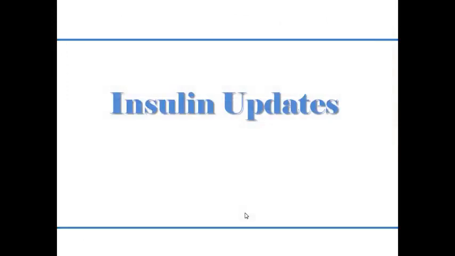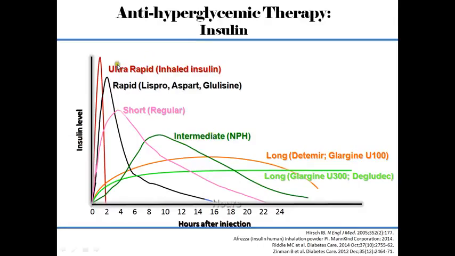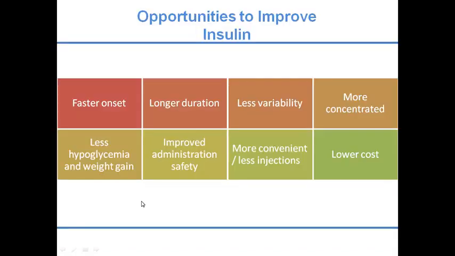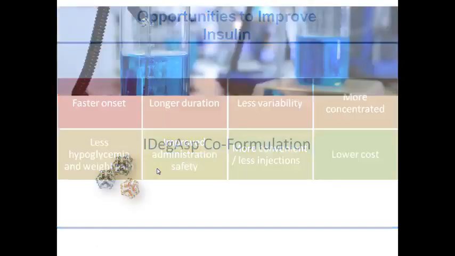There are certain updates in insulin as well. We have newer insulins. These are the rapid acting ones we talked about, then this is the intermediate one, and these are the longer acting ones, detemir and glargine U300, the 300 units one. These are the analogs available in the market, and these are the pens in which they are available. We can still improve insulin by making it faster acting, decreasing hypoglycemia, increasing duration, and making administration and injections more convenient. More work is going on with these different insulins.